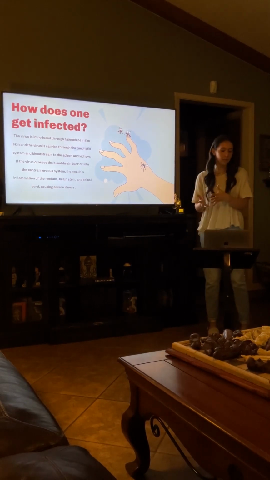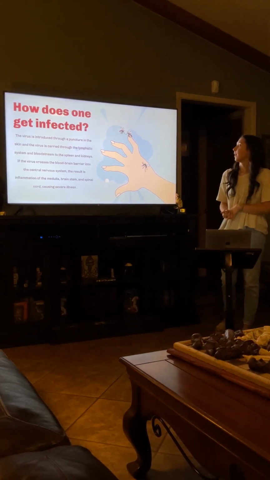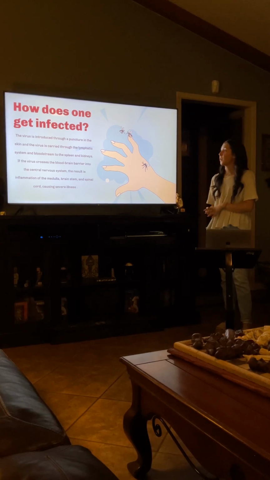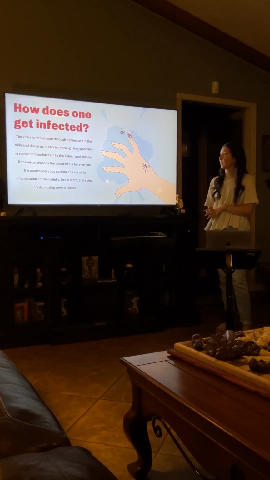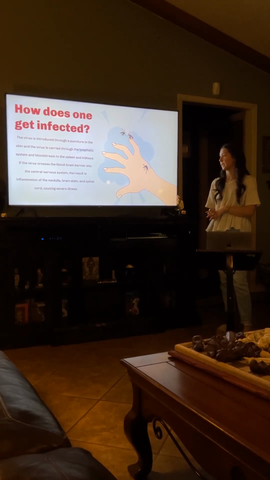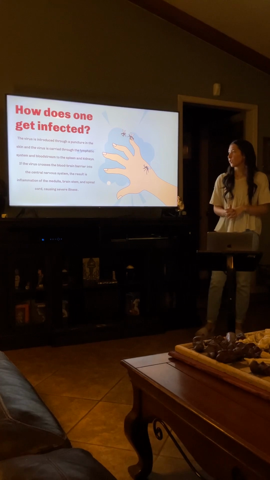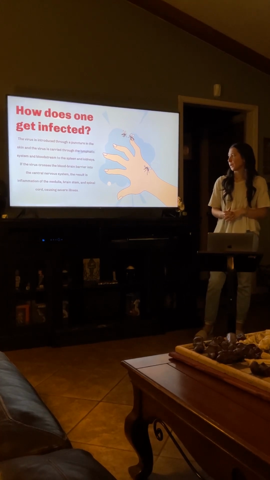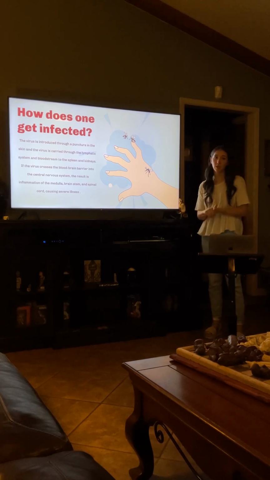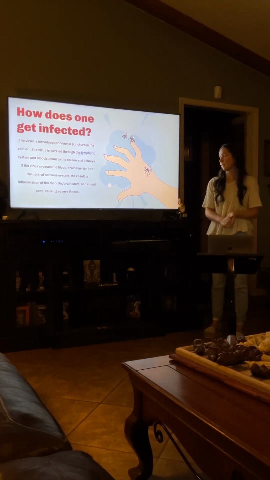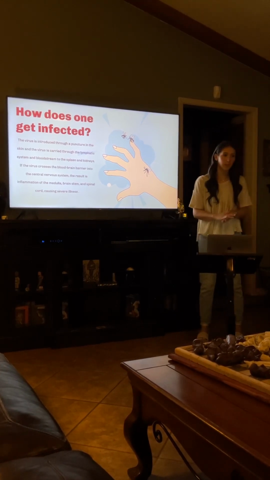How does one get infected? The virus is introduced through a puncture in the skin, and the virus is carried through the lymphatic system and bloodstream to the spleen and kidneys. If the virus crosses the blood-brain barrier into the central nervous system, the result is inflammation of the medulla, brainstem, and spinal cord, causing severe illness.